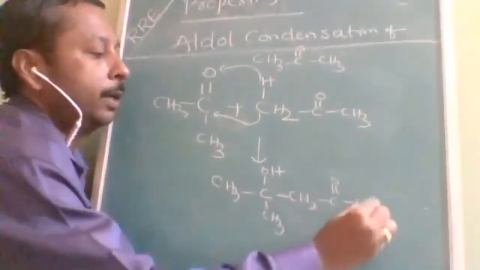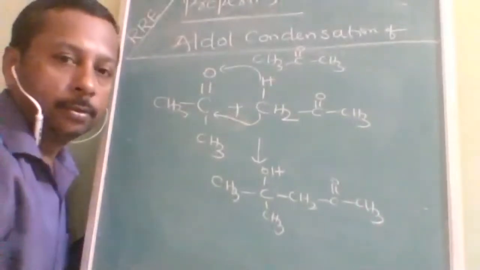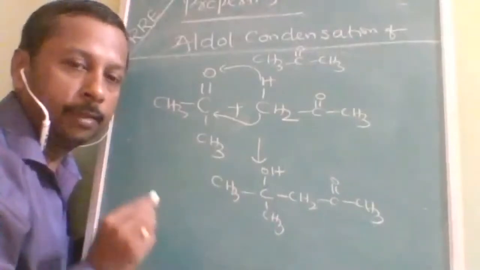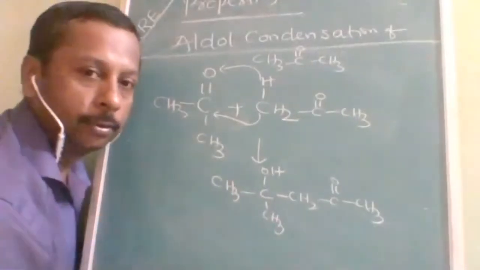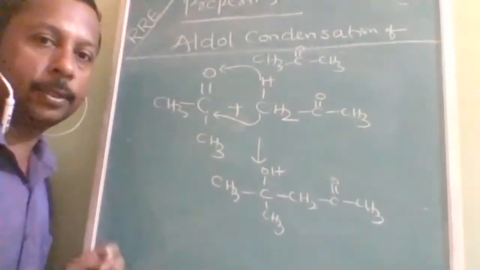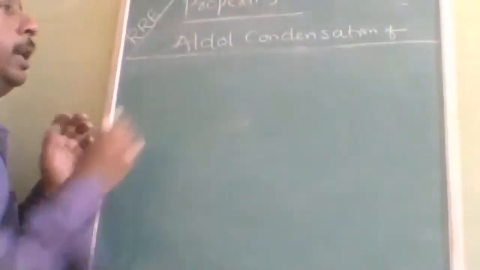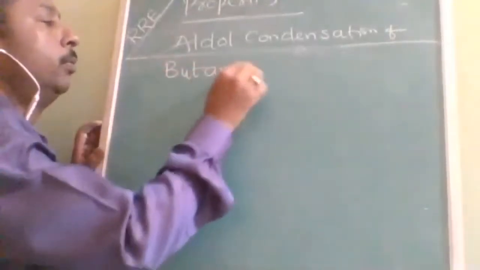These are the characteristics of the product you are going to get. Is it understood? So always remember, the alpha carbon is the carbon which is adjacent to the functional group. So this is about the aldol condensation of the second example, acetone. Now let us take butanal. Aldol condensation of the next example I am giving you, butanal.